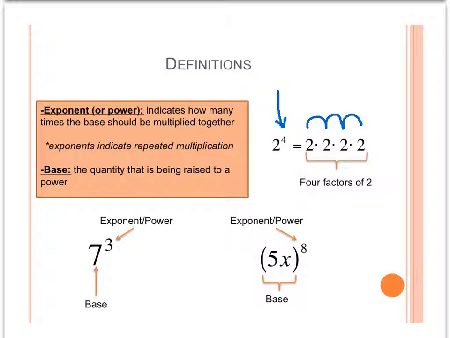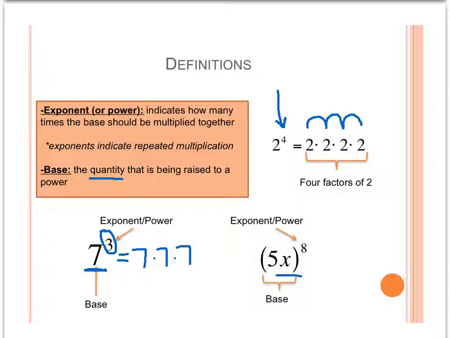A base is the quantity that is being raised to a power, and the important word to remember here is quantity. So we want to take the entire quantity that the base is, so in this case it's 7, and if it's 7 to the 3rd, we want to multiply the base 7 together 3 times, because that exponent is telling us how many times the base should be multiplied together.